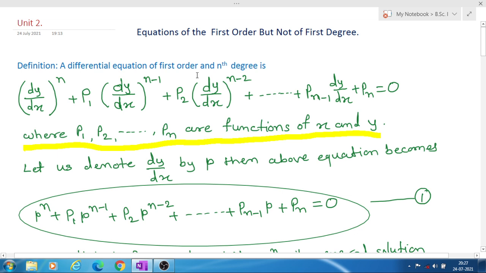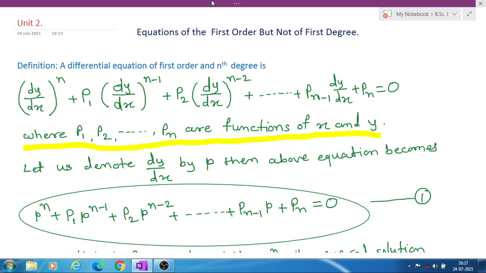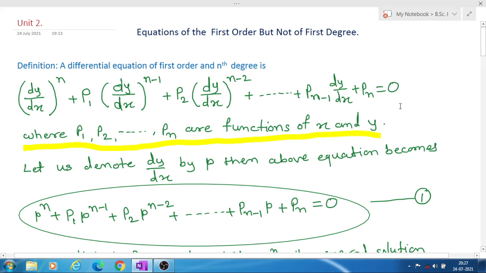So differential equation of first order and nth degree is defined as (dy/dx)^n + p1 (dy/dx)^(n-1) + p2 (dy/dx)^(n-2) + ... + p(n-1) dy/dx + pn = 0.